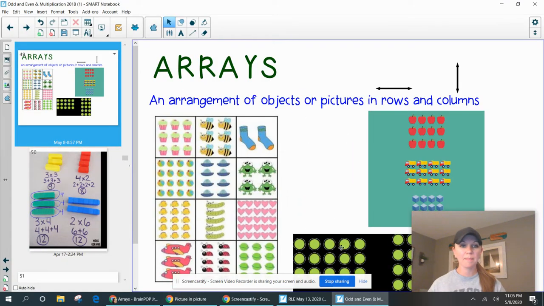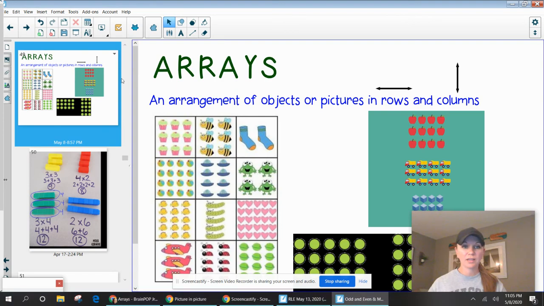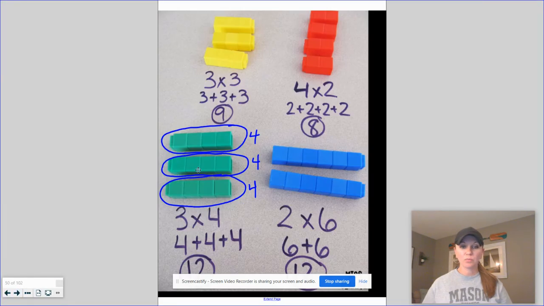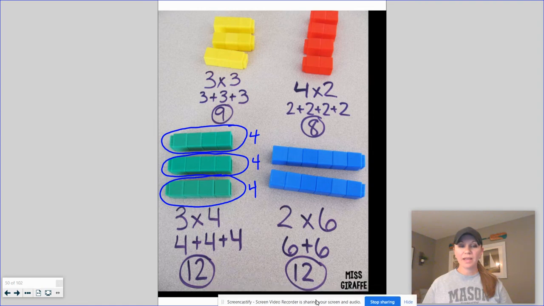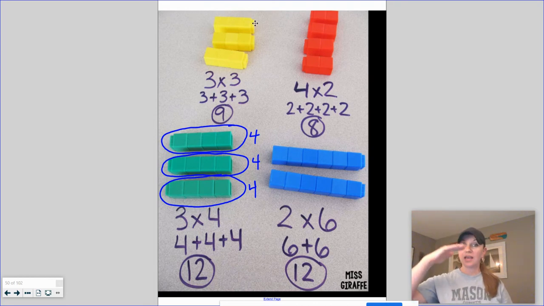Okay? So let's hop back over to our slides and take a look at a few more examples of arrays. These arrays are made with snap cubes. You can see here we have 3 rows of yellow snap cubes. In each row, there are 3 cubes snapped together. For this repeated addition, you'd add each row together, so 3 plus 3 plus 3, and that would help you solve 3 times 3. You have 3 groups of 3, and altogether that gives a product of 9. So 3 times 3 equals 9.